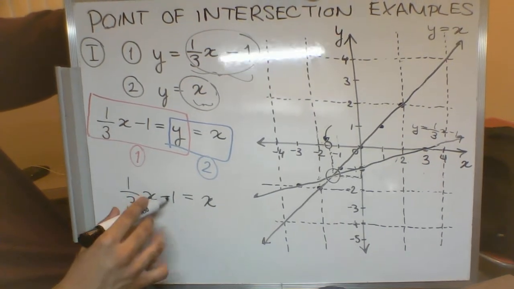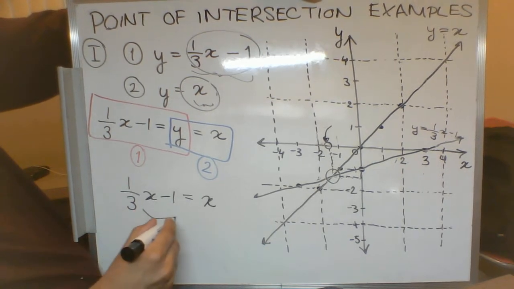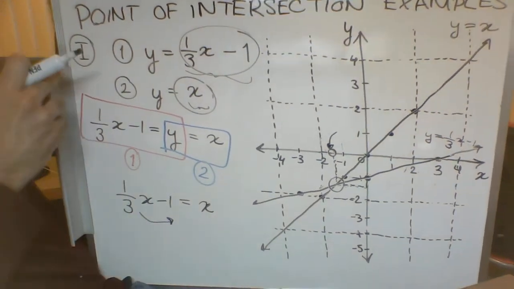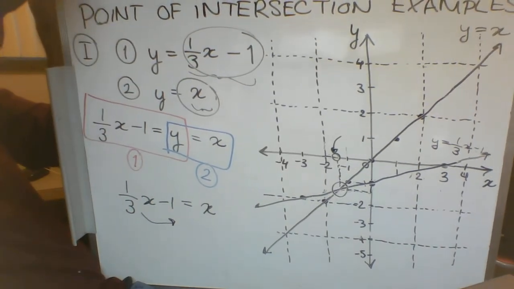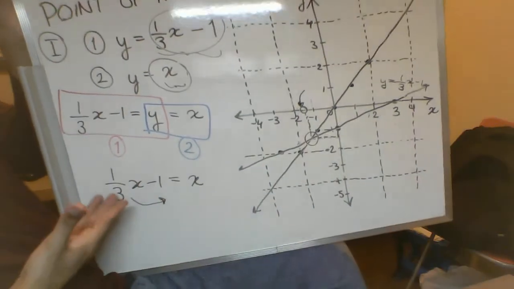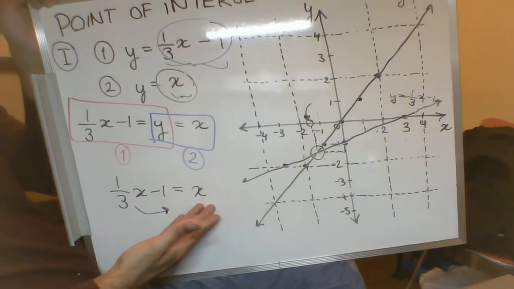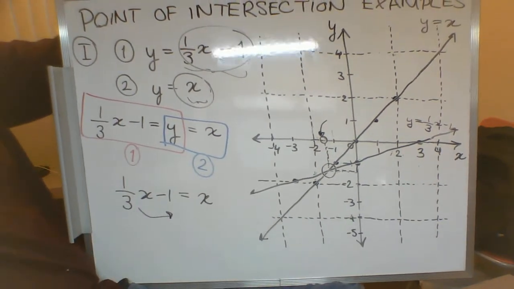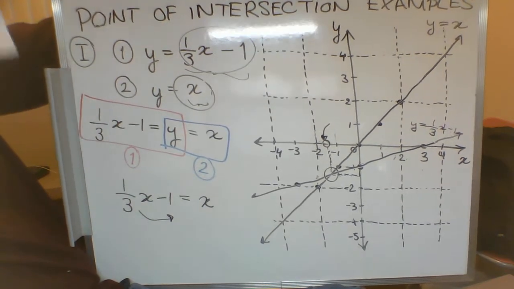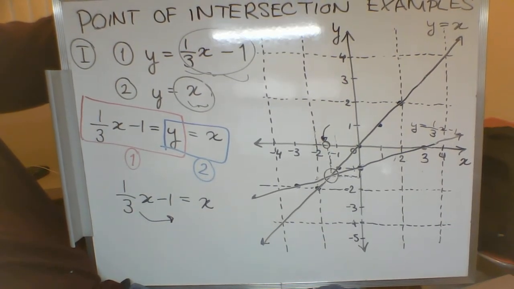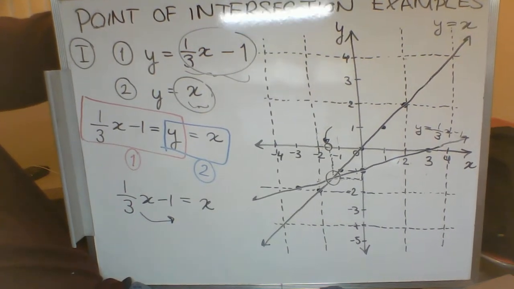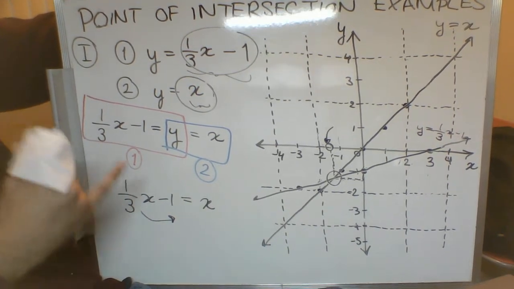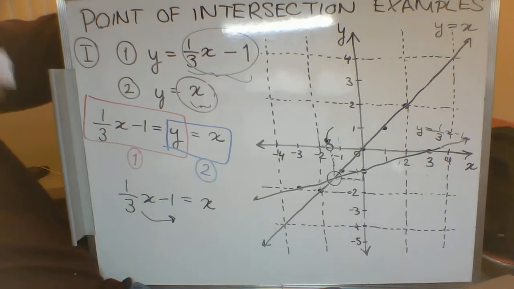I'm going to leave the -1 here. I'm going to take the 1/3 x over there, because when I take away 1/3 of x from x, I'm going to be left with a positive value. I like it that if I'm moving things around and I know I'm going to be subtracting, if I can keep the answer positive, I will keep the answer positive. So that's why I'm going to move the 1/3 x over.